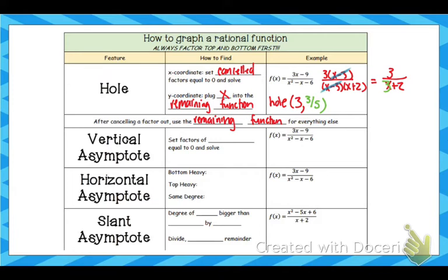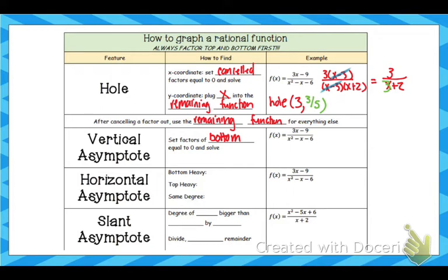All right, the next most important piece is the vertical asymptote. So the vertical asymptote, if you remember, that's the line that you cannot cross. The vertical asymptote happens when you set the factors of the denominator equal to 0. And the reason this happens is because you can't divide by 0. That's why we get a vertical asymptote. Okay, you cannot divide by 0.